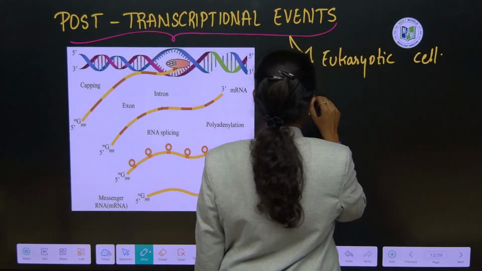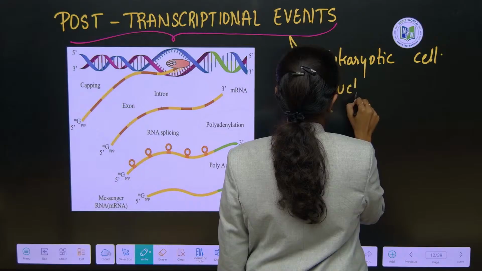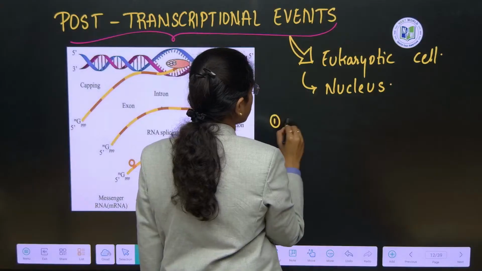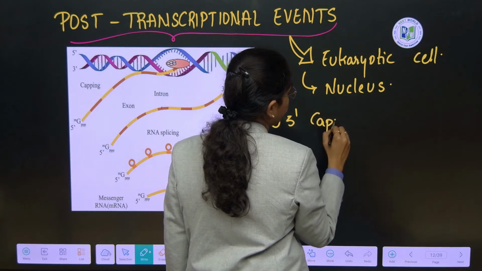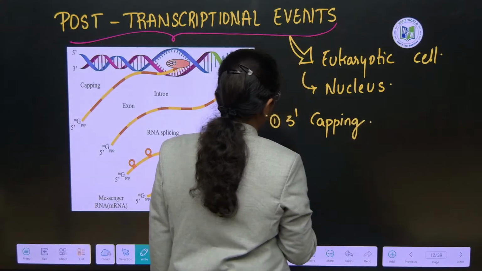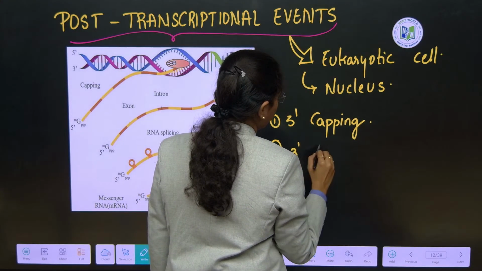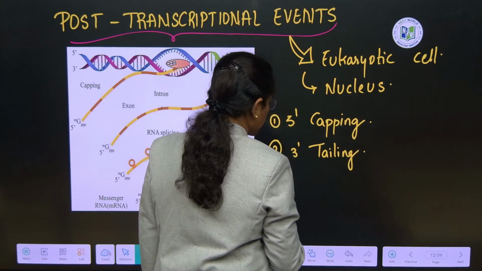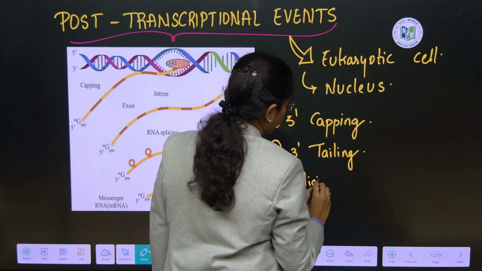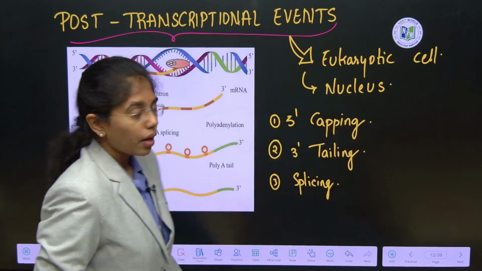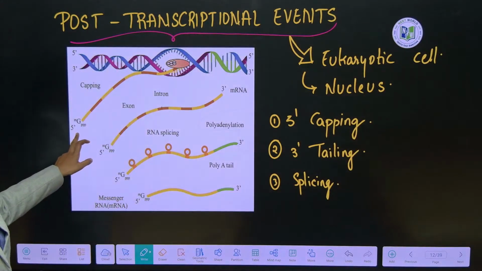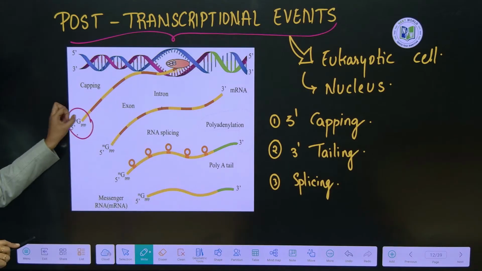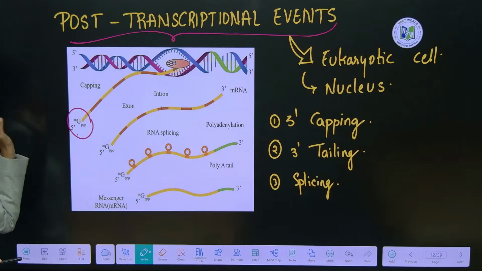Inside the nucleus. What are those 3 post-transcriptional events? First one is 5 prime capping, then 3 prime tailing and splicing. First, at the 5 prime region, methyl guanosine triphosphate will come and this gets aligned with the 5 prime region of the mRNA.